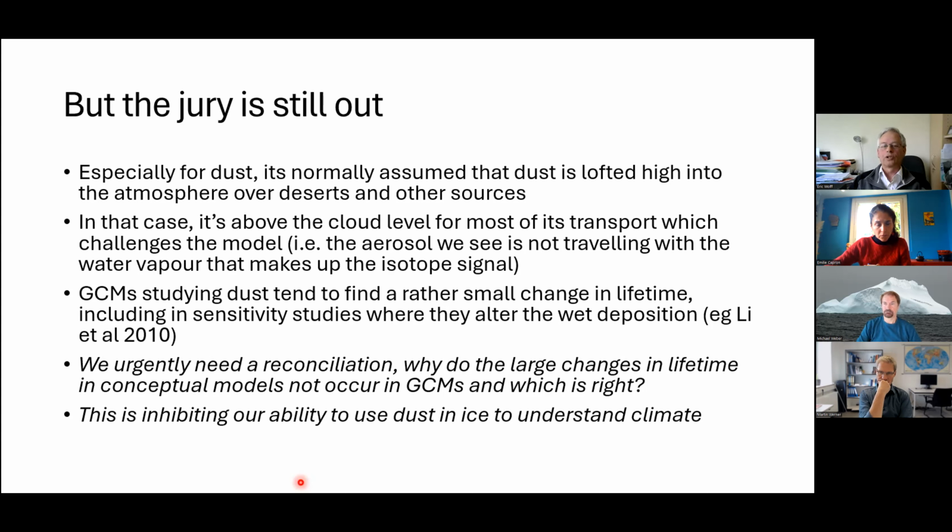But I think what we urgently need is a reconciliation. The question is, why do the large changes in lifetime that the conceptual models suggest should occur not occur in GCMs, and which of them is right? Because until we can get that right, it's inhibiting our ability to use dust in ice to understand climate.